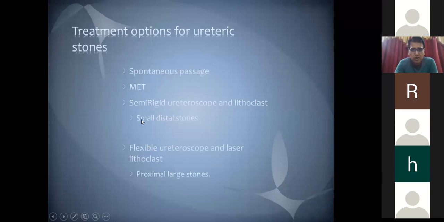But when you need procedures, you need an admission, and that comprises semi-rigid ureteroscopy and lithoclast for the small distal stones, and flexible ureteroscopy with laser lithoclast when there are large stones or proximal stones.